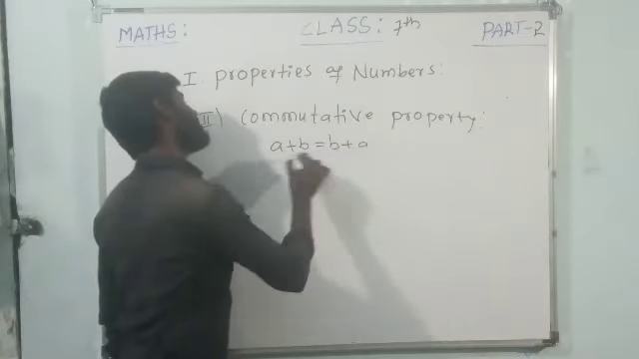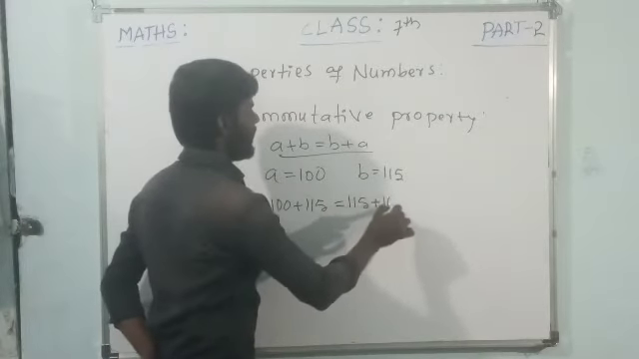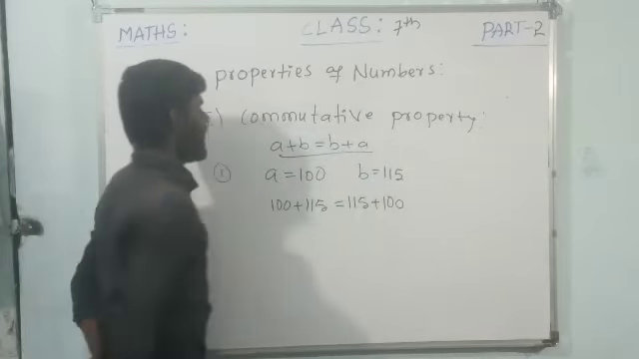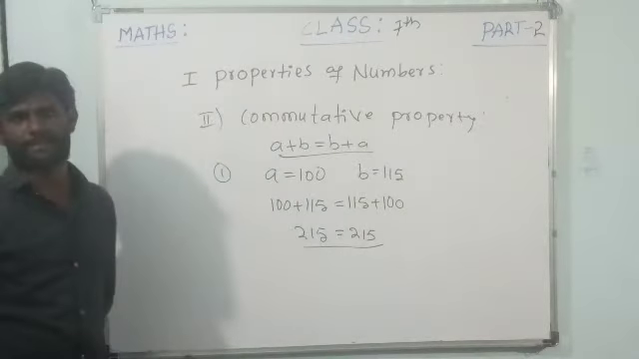A means here 100 plus B means 115 is equal to, again B means here 115 plus A means here 100. 100 plus 115, that is 215, is equal to 215. LHS is equal to RHS.